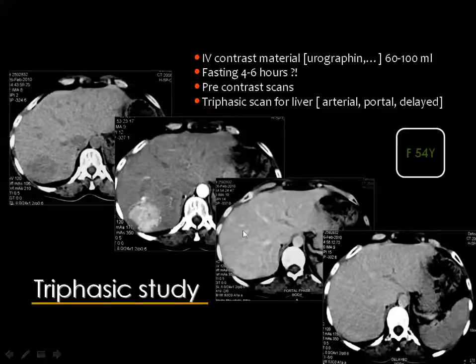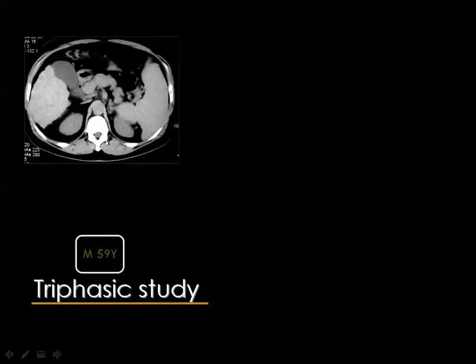Actually, you know that contrast media will reach the hepatic artery about 25 seconds from the start of injection of contrast media, and it will reach the portal vein about 55 seconds, and then you wait for some time and you have the delayed phase. Then this study is known as the triphasic study, because you scan the liver in 3 phases after contrast injection: arterial phase, portal phase, and the delayed phase.